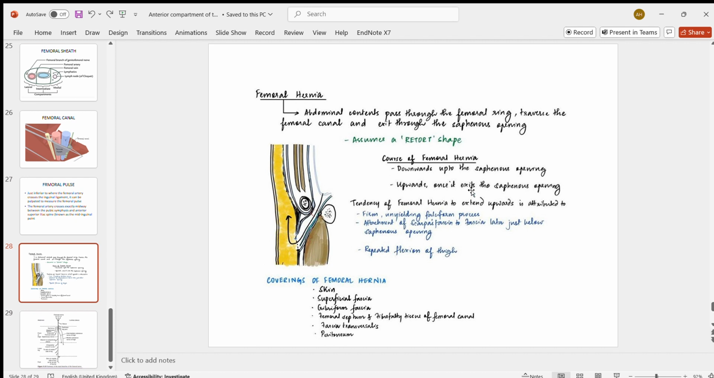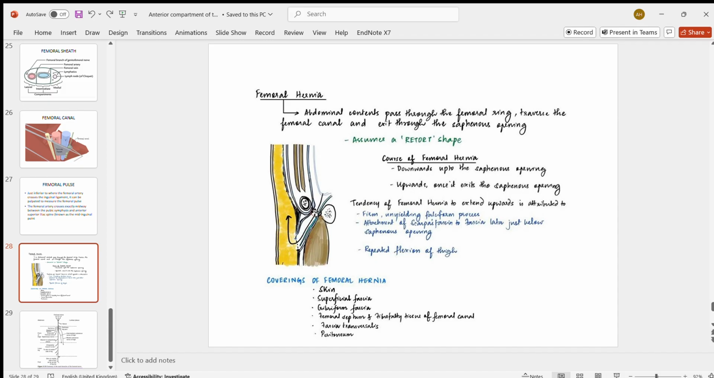What is the significance of femoral canal? A femoral hernia can occur here. What is femoral hernia? It is herniation of abdominal contents. If there is weakening of abdominal wall, the hernia or the bowel loops pass down through the femoral ring into the femoral canal, and then finally it moves anteriorly through the saphenous opening.